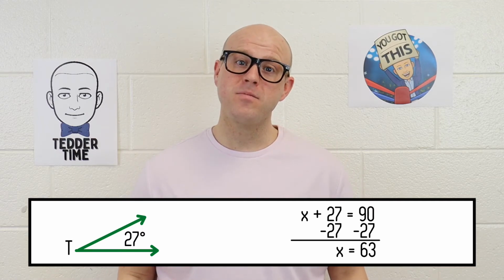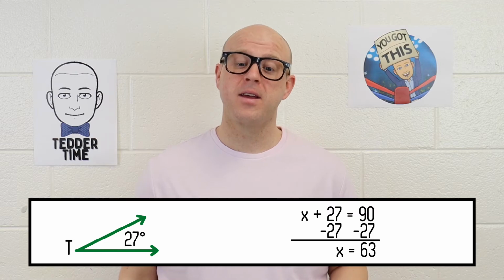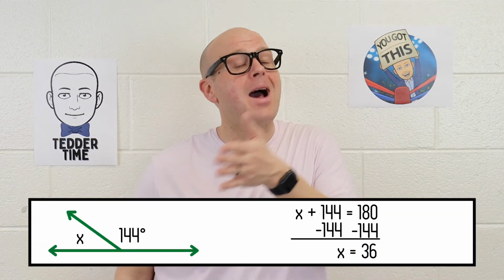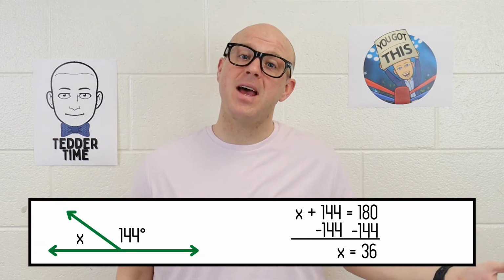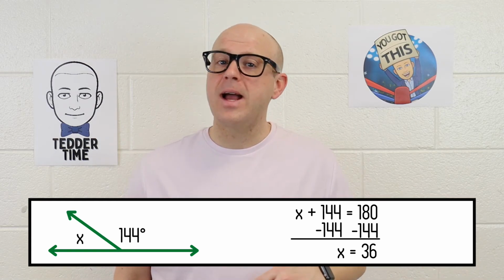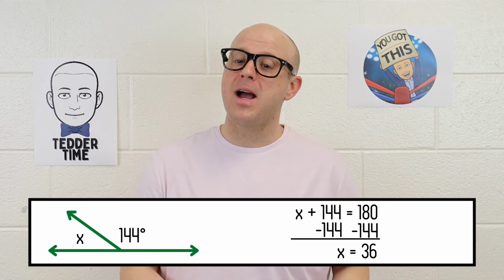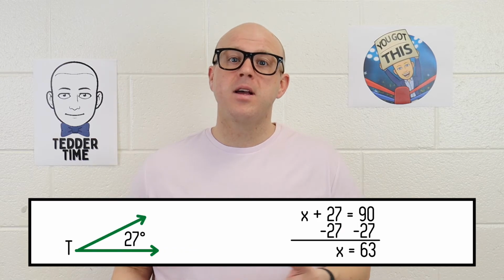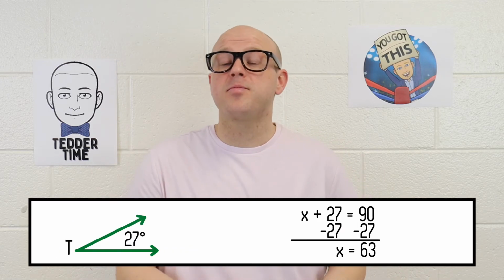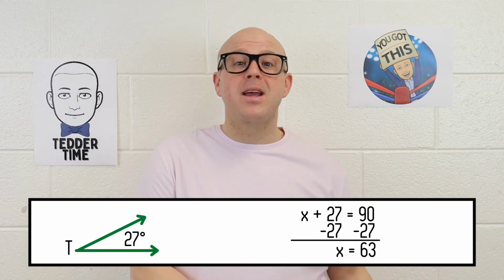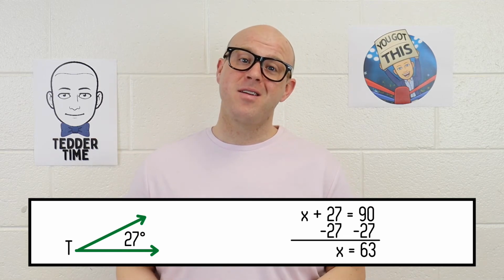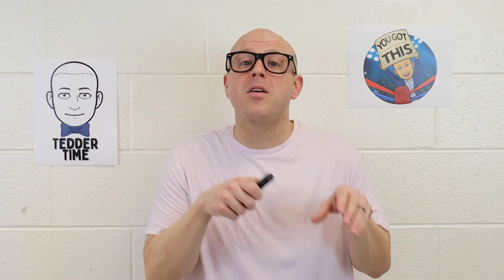So let's go through those two examples again. For supplementary, I did 144 plus x, solved for x just like I would a one-step equation and got x equals 36. For complementary, I did x plus 27 and got my answer of 63. So this is how we can use complementary and supplementary angles to find our missing piece. That's what you guys are going to have to do, and that's how math works.